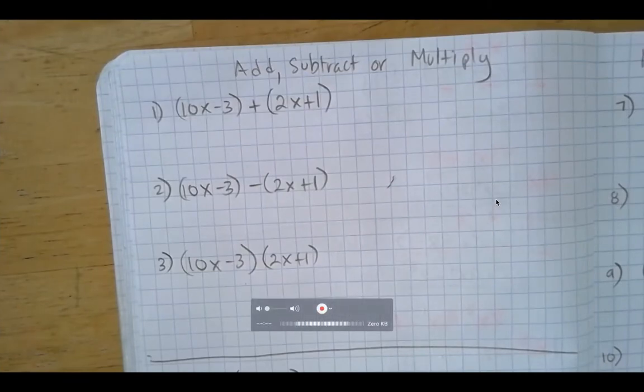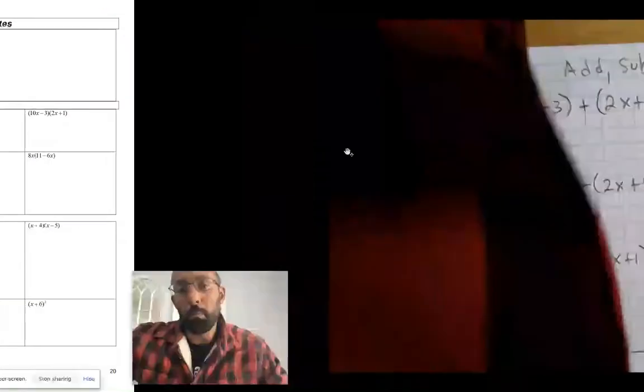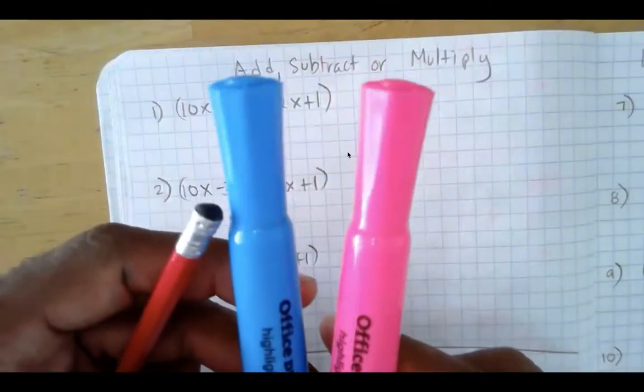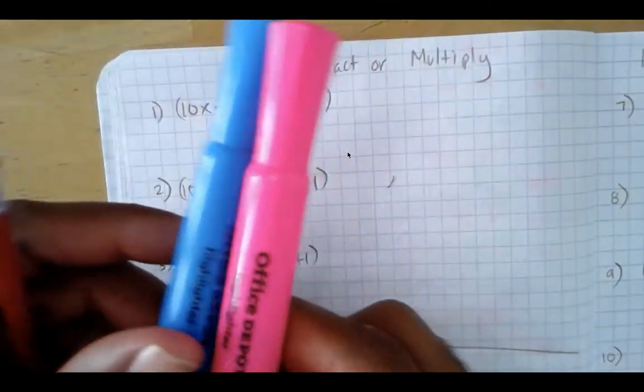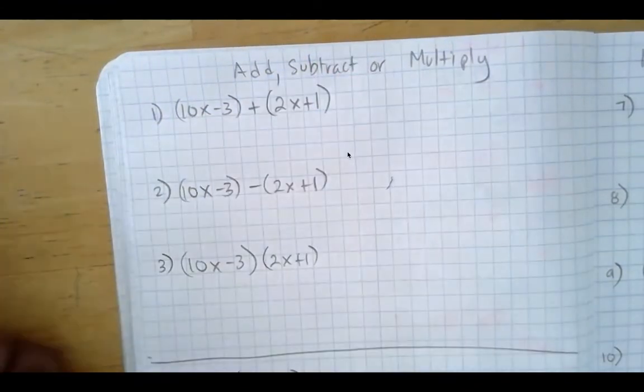But these problems are the exact same ones that are in your packet, so make sure you're doing the notes there. Also, make sure you get yourself some highlighters, grab those real quick, pause the video, follow along. Keep some color. Color is good for your brain, helps you remember things. All right. So first one.